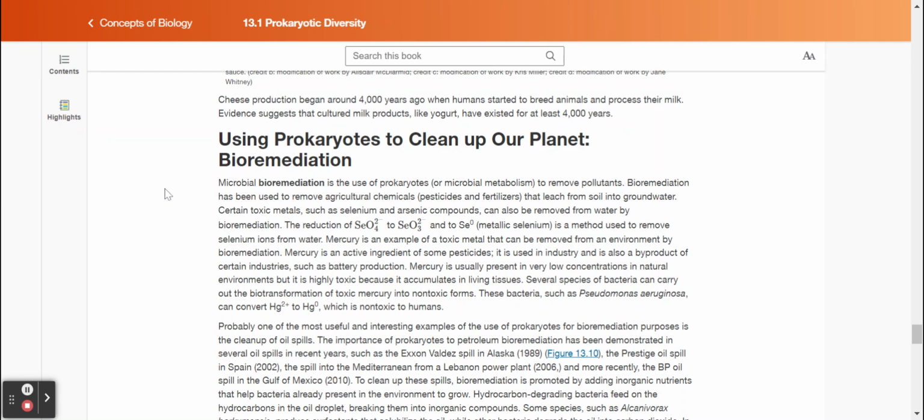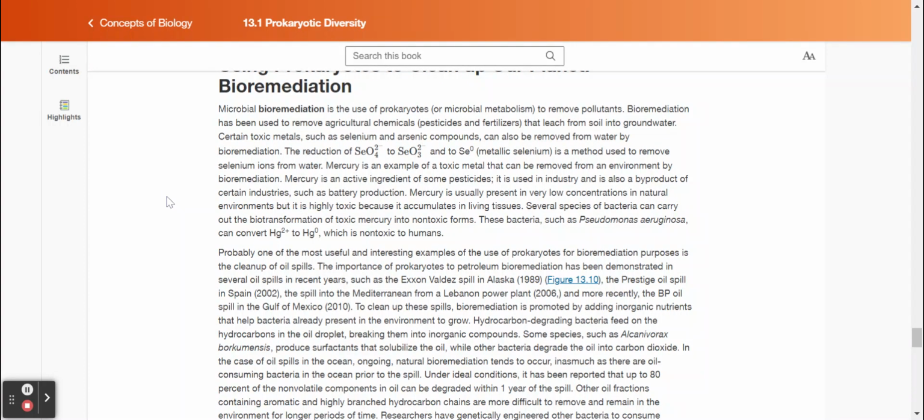Using prokaryotes to clean up our planet. Bioremediation. Microbial bioremediation is the use of prokaryotes or microbial metabolism to remove pollutants. Bioremediation has been used to remove agricultural chemicals, pesticides, and fertilizers that leach from soil into groundwater. Certain toxic metals, such as selenium and arsenic compounds, can also be removed from water by bioremediation.